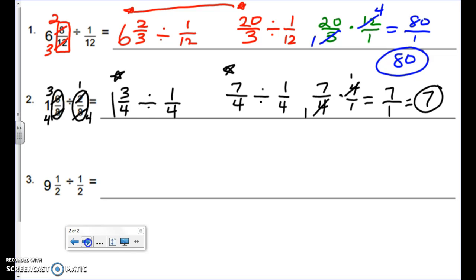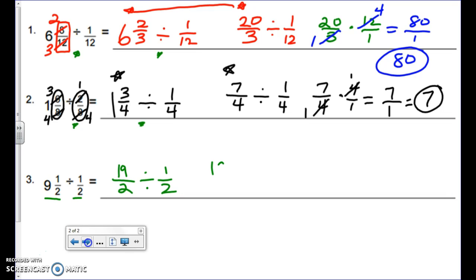This time, when I look at my 9 1/2 divided by 1/2, I know that there's nothing I can reduce. So I'm going to go straight from, instead of reducing like I did on number 1 and number 2, I'm just going to go straight into changing my mixed number into an improper fraction. 2 times 9 plus 1, 19 over 2, divided by 1/2. So I've actually skipped this step right here because I know that I already have the numbers in simplest form.